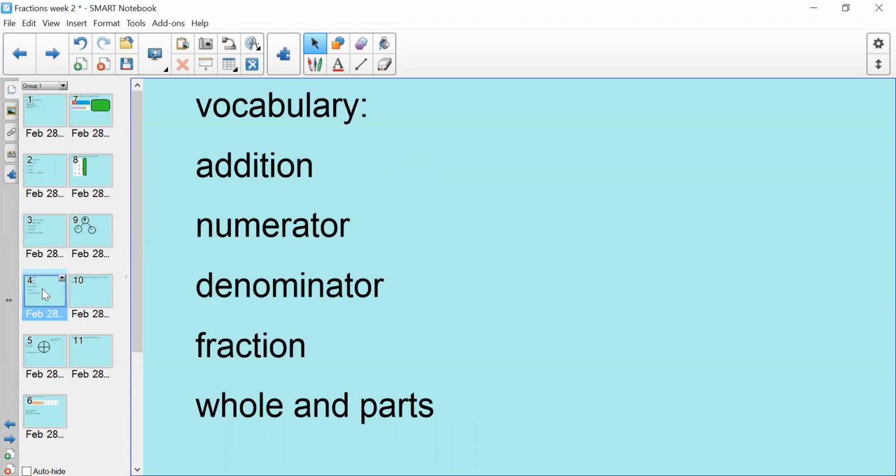Okay, and some of the vocabulary that we'll need today are words like addition, so we need to know what it means to add, to recall the numerator and the denominator, to know what a fraction is, that it's a part of a whole, and then to know the vocabulary whole and parts.